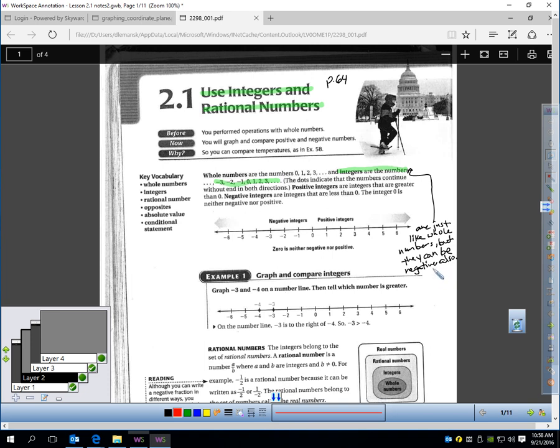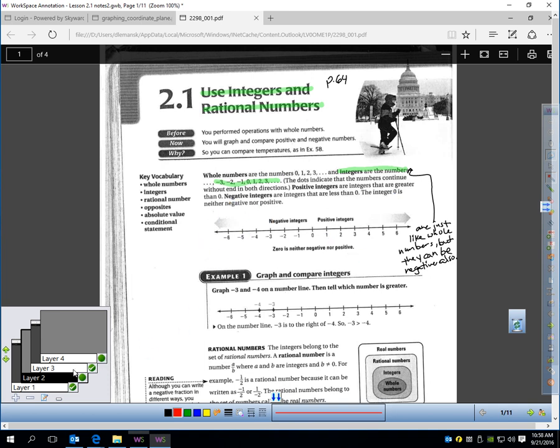An integer could not be a number like 5 and a half. It couldn't be a -3.2 or something like that. It's got to be a whole number, but it could be positive or negative. All right? And you'll notice they talk about positive integers are the ones greater than 0 and negative ones are the ones less than 0.